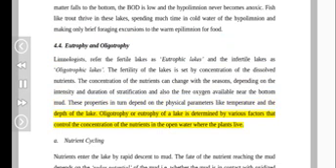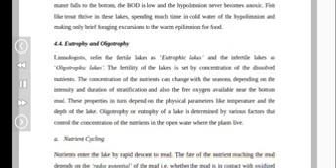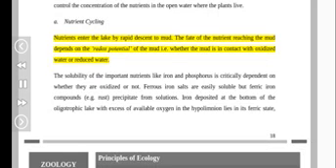Oligotrophy or eutrophy of a lake is determined by various factors that control the concentration of the nutrients in the open water where the plants live. A. Nutrient cycling. Nutrients enter the lake by rapid descent to mud. The fate of the nutrient reaching the mud depends on the redox potential of the mud, i.e.